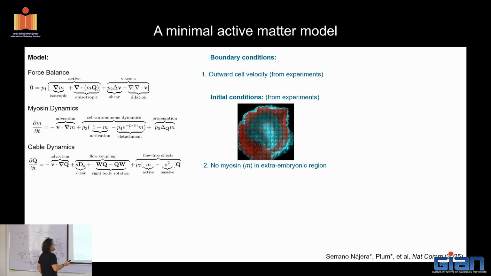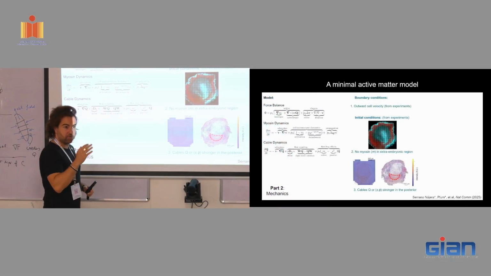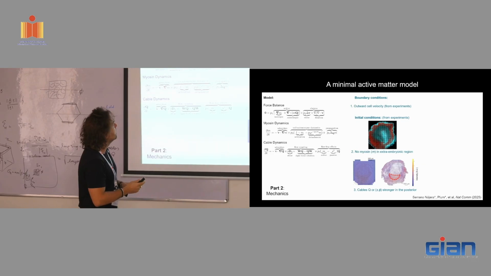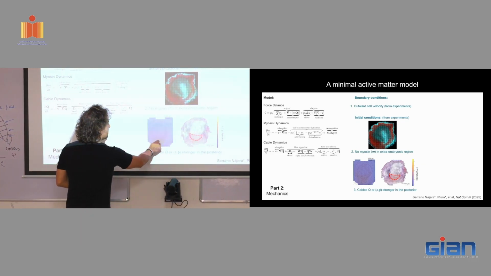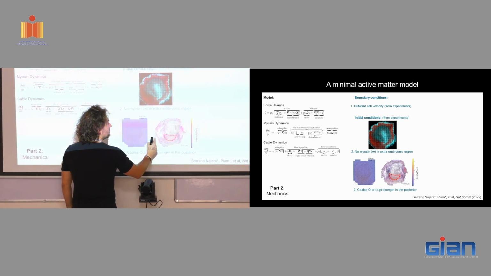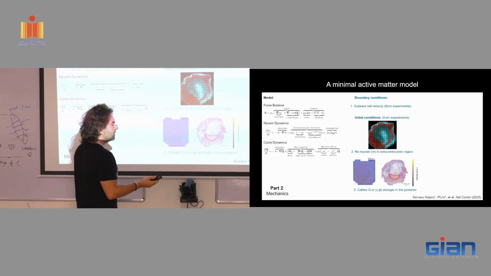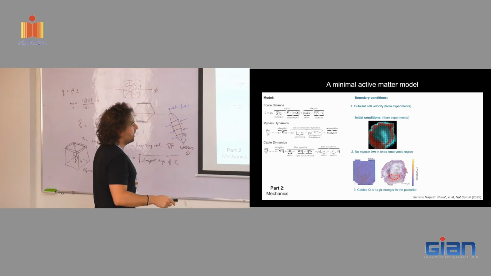So the boundary conditions we are done. We need initial conditions for M and Q, and we get them from experiments. Remember the disk that I showed you at the beginning? If you measure myosin at the beginning, there is more myosin in the posterior, where the mesoderm is. If you do the quantification, you see that there are cables aligned in the posterior, so there is going to be a slightly higher nematic order parameter in the posterior. That's our initial condition for the cable and myosin.